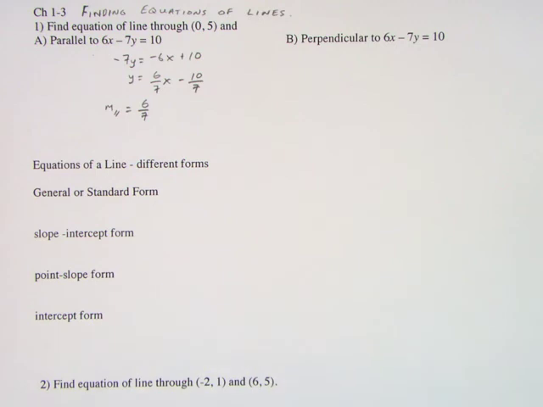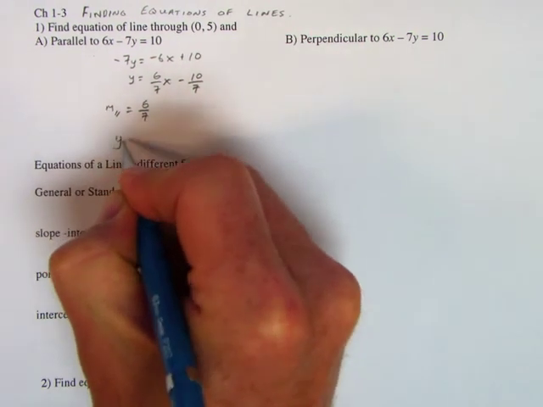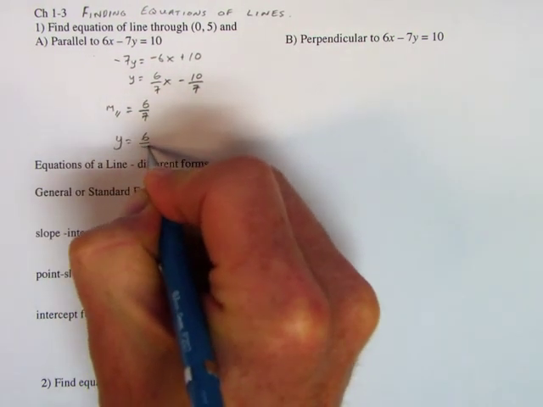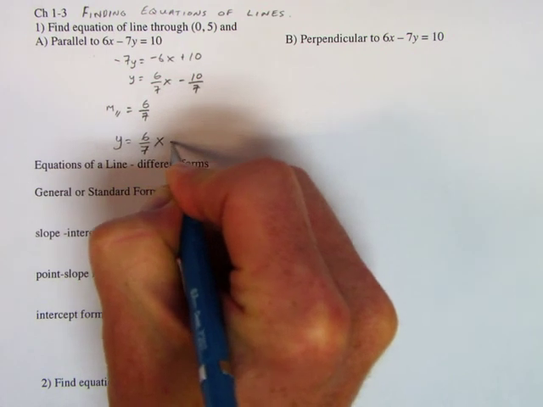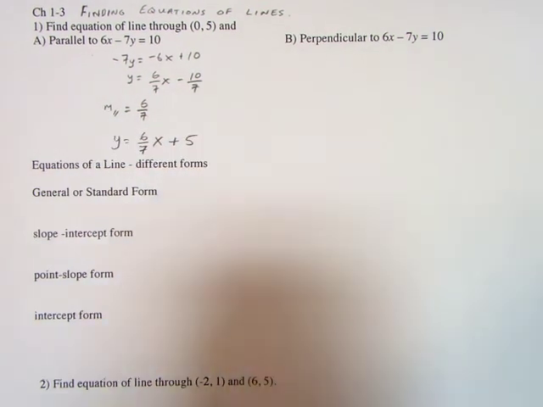Now a lot of students will take this and then they take the point 0, 5 and they want to plug that in for x and y in the equation y equals mx plus b. But if you think about it, 0, 5 is the y-intercept. So the only thing we would have to do on here is just plug it in. 6 over 7 times x plus 5.